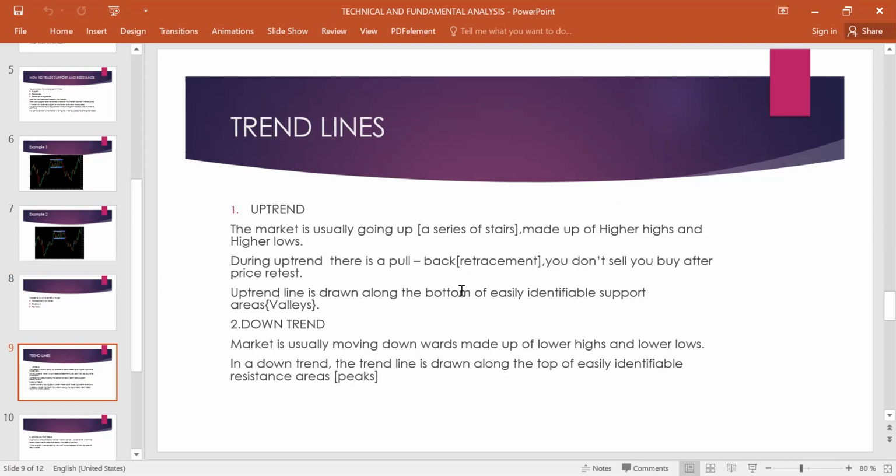An uptrend line is drawn along the bottom of easily identifiable support areas. Then on a downtrend, the market is usually moving downwards, made of lower highs and lower lows. In a downtrend, the trend line is drawn along the top of easily identifiable resistance areas or peaks.